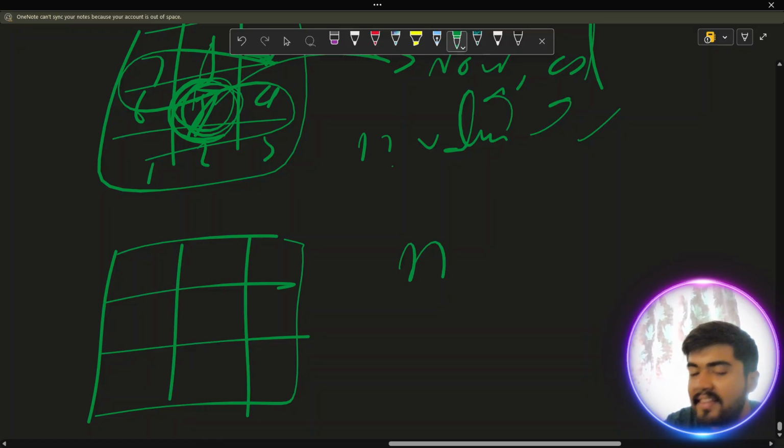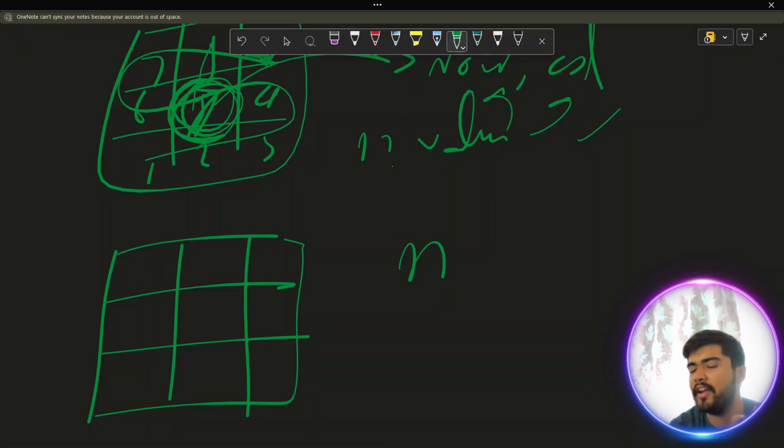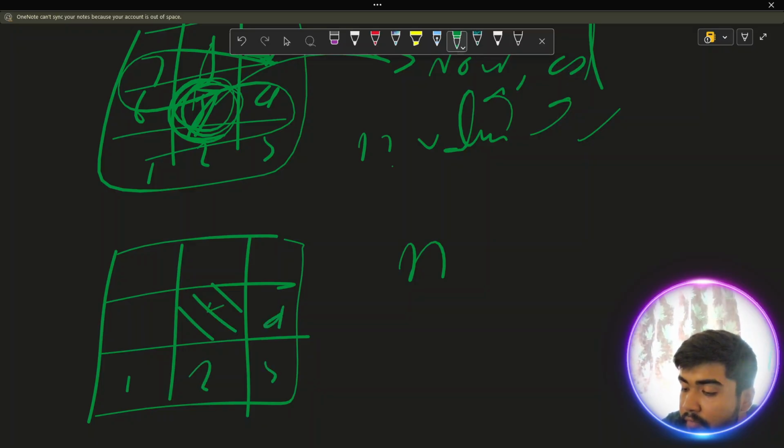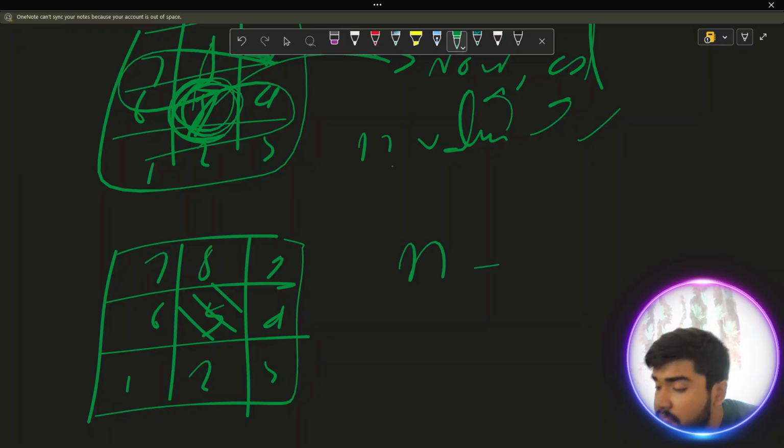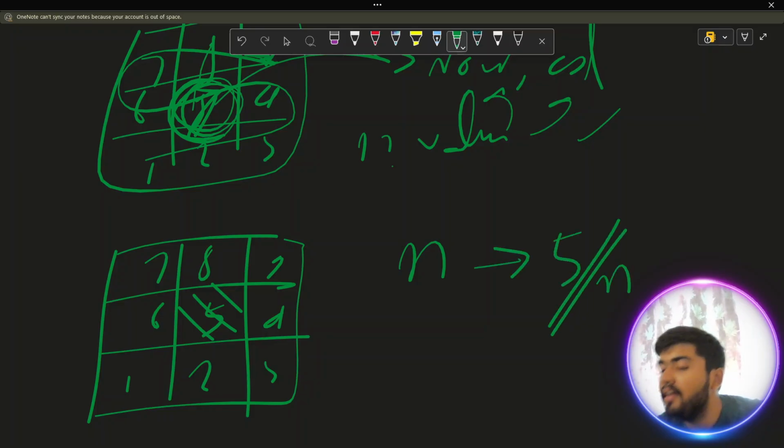We have n as, let's suppose anything, even or odd, anything. And if we are landing on a particular cell, let me number it 1, 2, 3, 4, 5, 6, 7, 8, 9. So if you are trying to build your row number, how are you going to get it? Just divide the value by n, integer division, and you can get it.